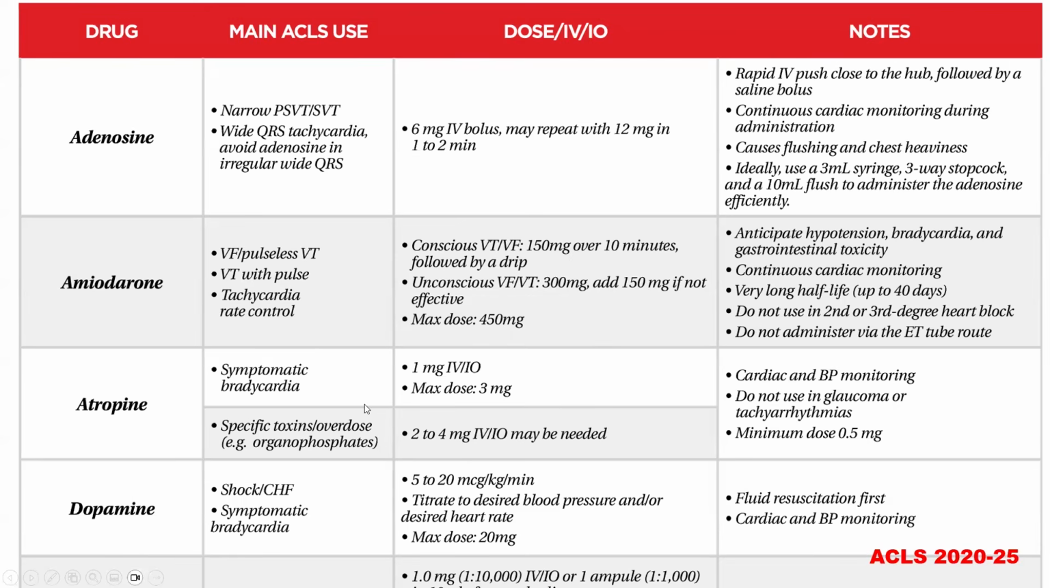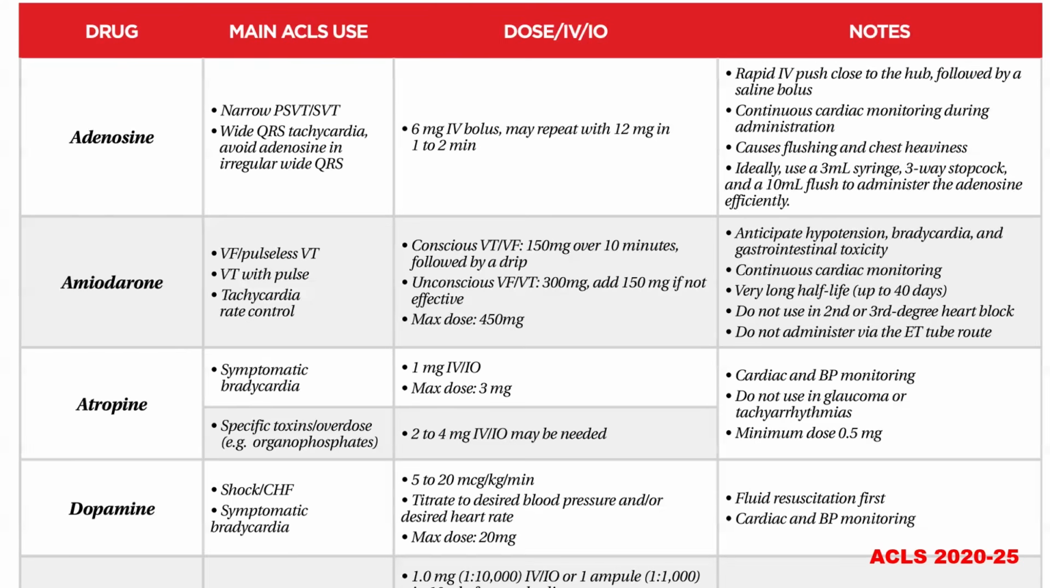Second is amiodarone. Usage: ventricular fibrillation, pulseless VTAC, and VTAC with pulse, and tachycardia rate control. In conscious VTAC, 150 milligram over 10 minutes followed by a drip. In an unconscious patient, 300 milligram push, then add 150 milligram. If not effective, the maximum dose is 450 milligram. Anticipate hypotension, bradycardia, and gastrointestinal toxicity. Do not use in second or third degree heart block. Do not administer via endotracheal tube route.